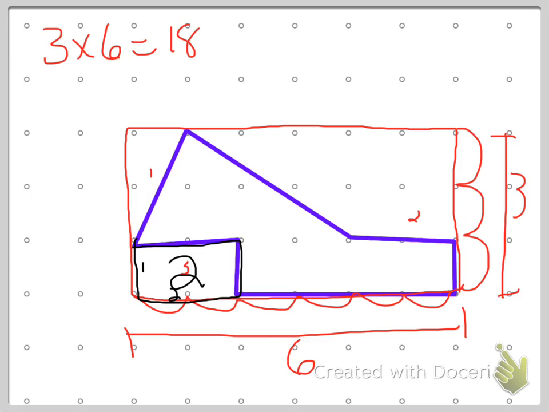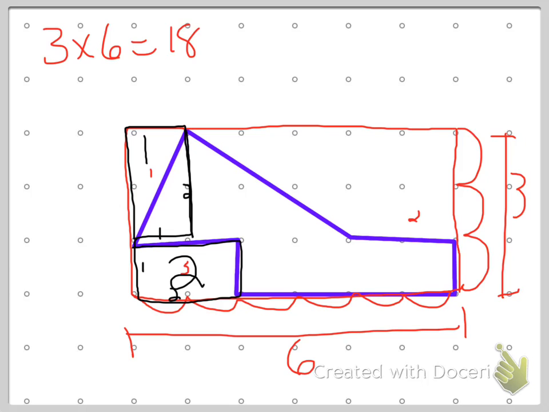Now I'm going to do this triangle that I numbered with a 1, and to do that I'm going to block it with a rectangle. And I see that the rectangle I blocked it with has a base of 1 and a height of 2, so its area is 2. But I need half of 2 for the triangle, and half of 2 is 1, so triangle number 1 has an area of 1.